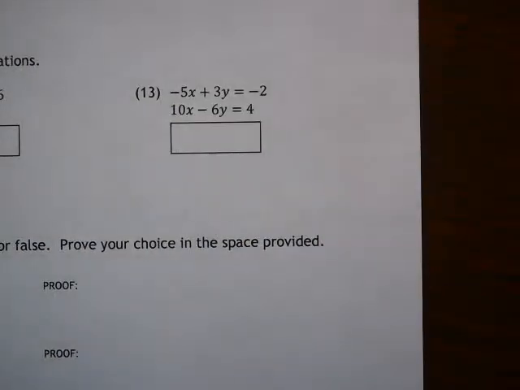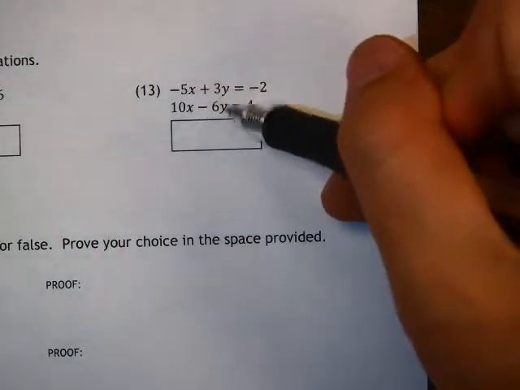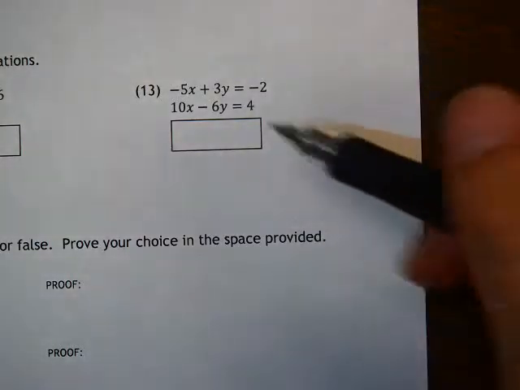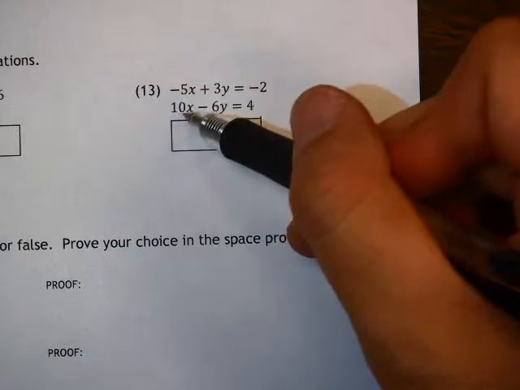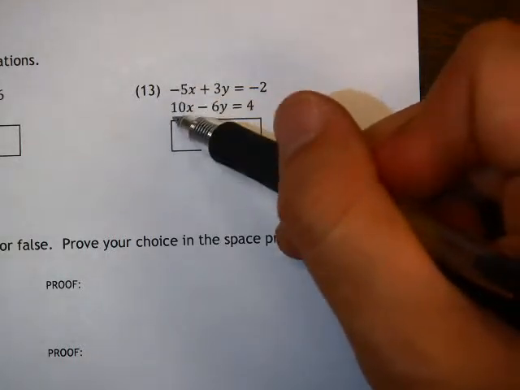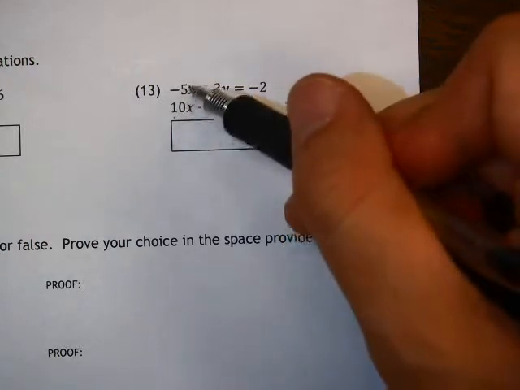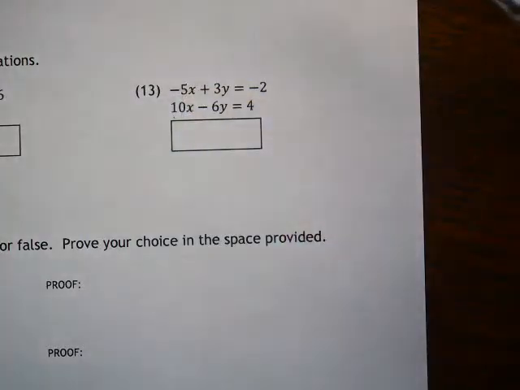Number 13 is set up better for combination because you have the x's and y's together on the same side. They're all lined up vertically. So what I'm going to do is try to get rid of the x's first, because I'm looking at negative 5 and positive 10. I want these to cancel, and they're already negative and positive. I like those signs, but now I have to make the numbers match, and I can do that by multiplying this by 2, because then it'll be negative 10 and positive 10.